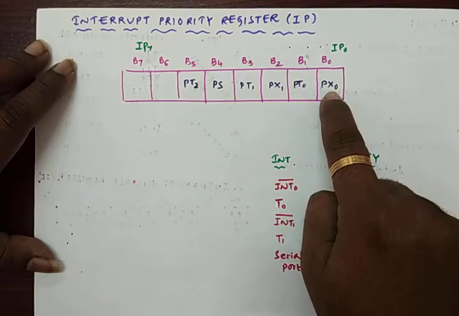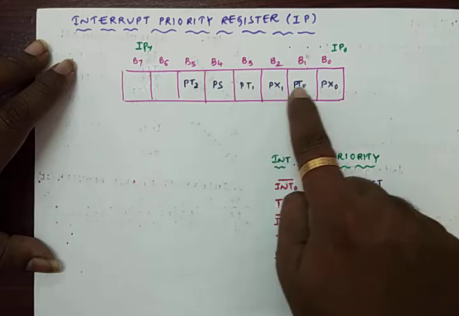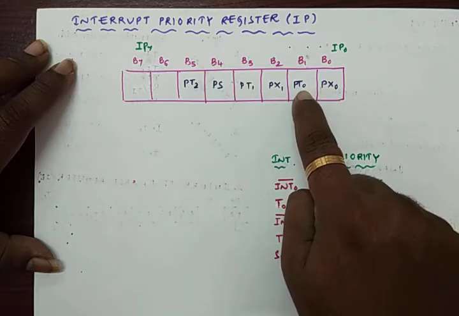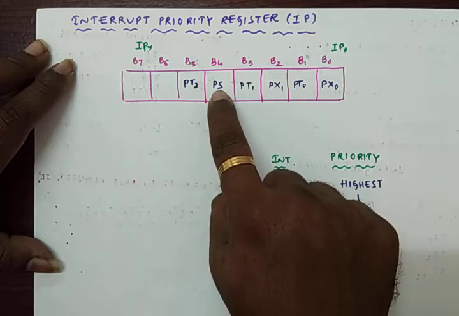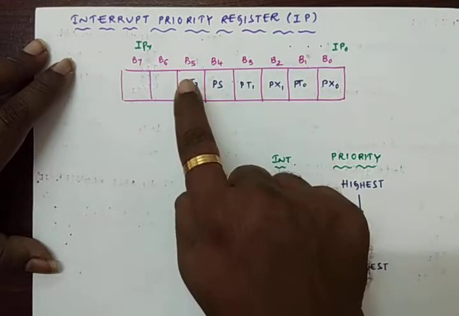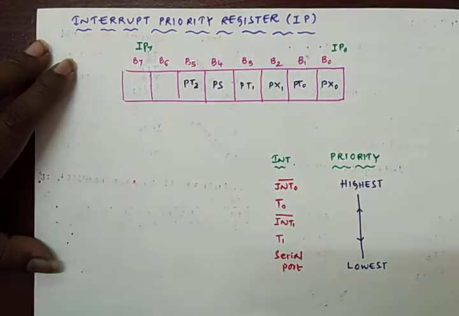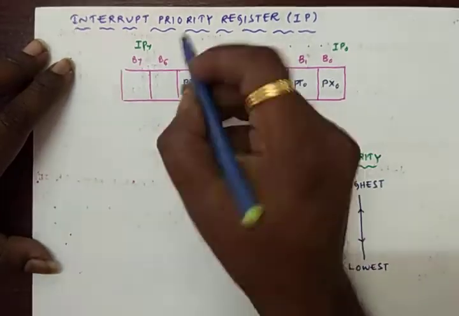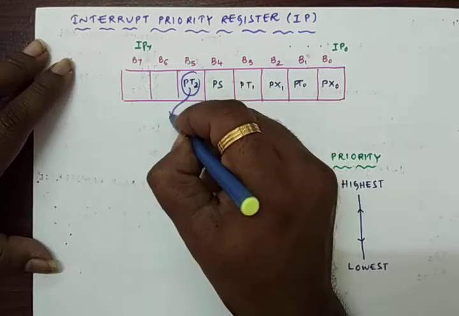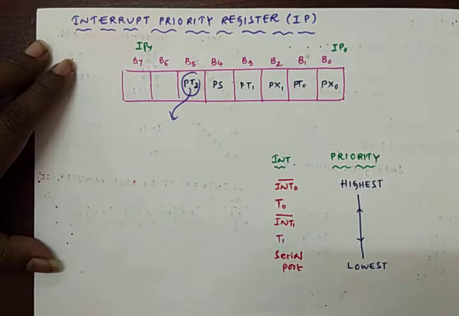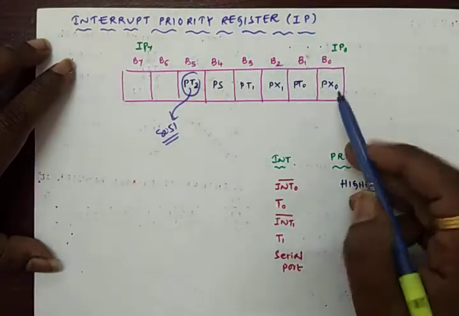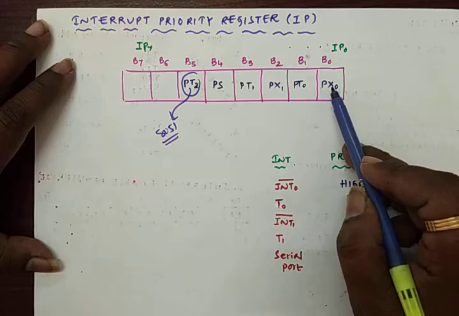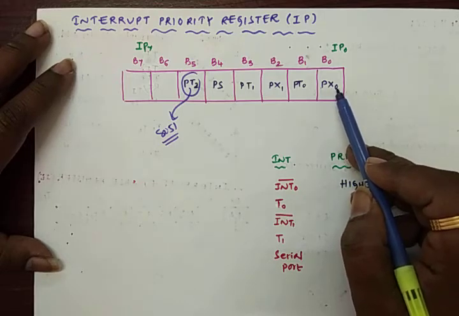External interrupt 0, external interrupt 1, the timer 0 overflow interrupt, the timer 1 overflow interrupt, and the serial port interrupt. And we are not using the priority bit for the timer 2 interrupt, so that is not used by the 8051 microcontroller. So here, this is the priority of interrupt 0.